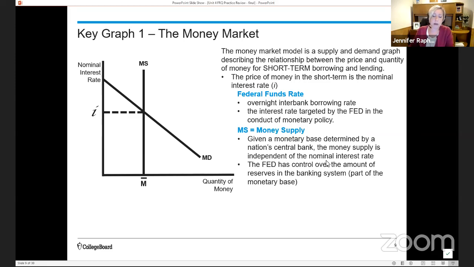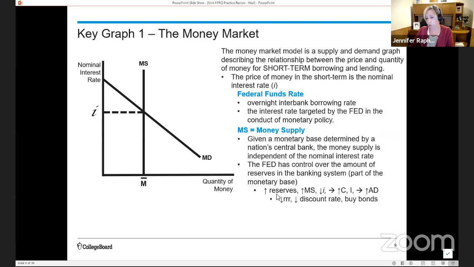And so we depict it as independent of the nominal interest rate because the quantity of money is going to be a function of what the Fed sets the quantity of money to be, and it's not a function of what the interest rate is. So the Fed has control again over the amount of reserves in the banking system, which is a part of the monetary base.